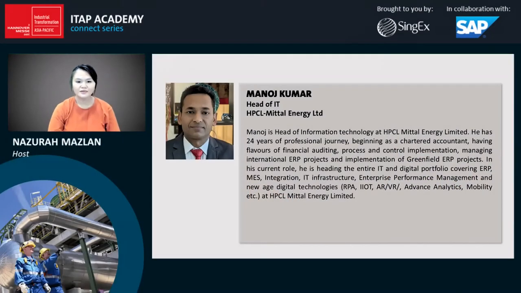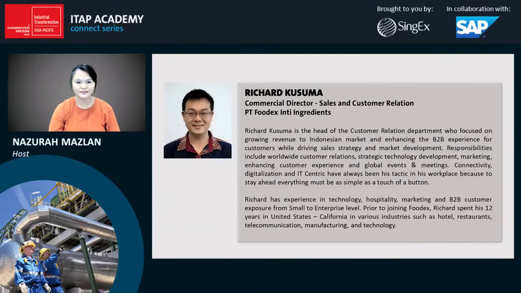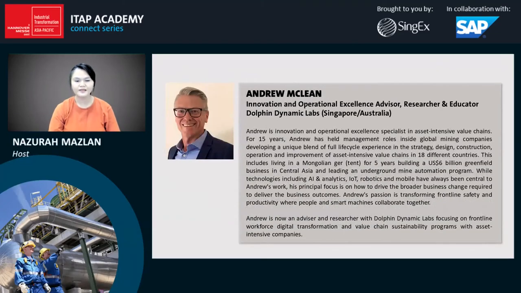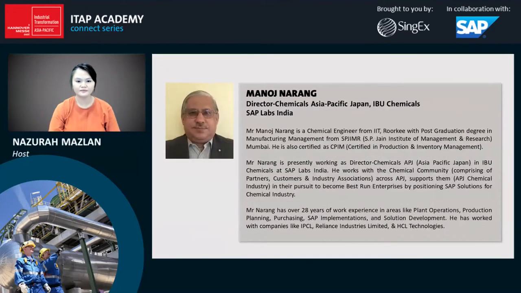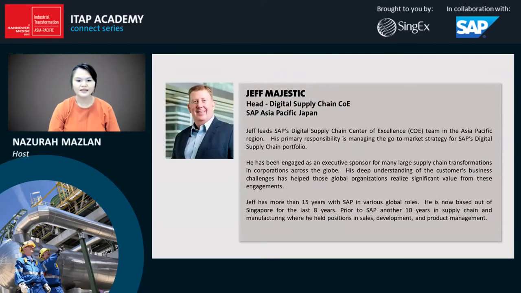They are Manoj Kumar, Head of IT at HPCL Mittal Energy Limited; Richard Kusuma, Commercial Director at PT Foodex Inti Ingredients in Indonesia; Andrew McLean, Innovation and Operational Excellence Advisor, Researcher and Educator at Dolphin Dynamics Lab in Singapore and Australia; Manoj Narang, Asia Pacific Leader, IBU Chemicals at SAP; and Jeff Majestic, Head of Digital Supply Chain, Center of Excellence at SAP, Asia Pacific and Japan.